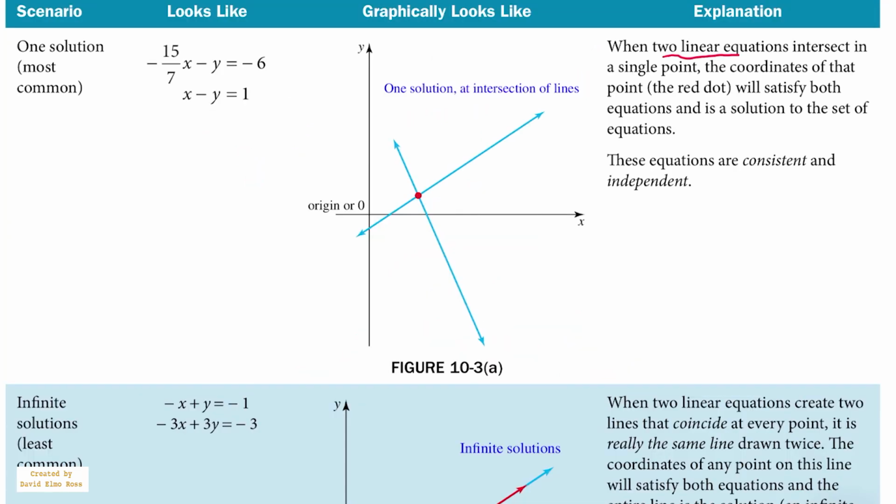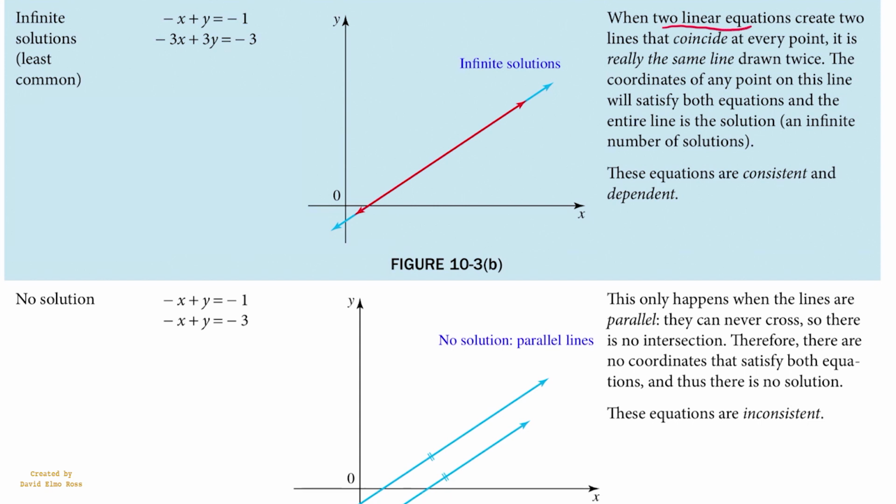When two linear equations intersect in a single point, the coordinates of that point will satisfy both equations. And when that happens, these equations are said to be consistent and independent. When two linear equations create lines that coincide at every point, it's really the same line drawn twice. If we take a look at this first equation and compare it to the second one, if we multiply the first equation by 3, we get exactly this, which means we have two lines that are completely on top of each other. Even though they're called consistent, they're dependent because they have all points in common.